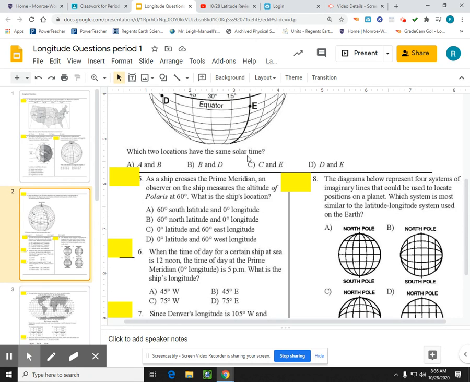Is the ship to the east or the west? Well, the ship's time is 12 noon, which is earlier than 5 p.m. at the prime meridian. So time is less, so the final answer would be 75 west.